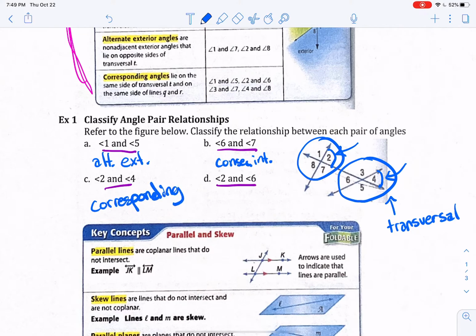Another way that I can remember that they are corresponding is if I go through here and talk about 2 and 4. One of them is interior and one of them is exterior. That's the only time that you will get corresponding angles, right? If here's my interior, angle 2 is on the inside, but angle 4 is an exterior angle. That's the only time that you will end up with an angle pair that has one interior, one exterior, okay?